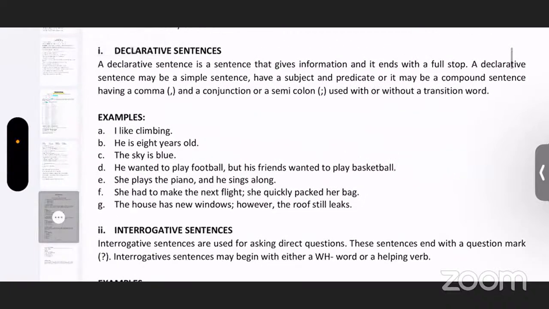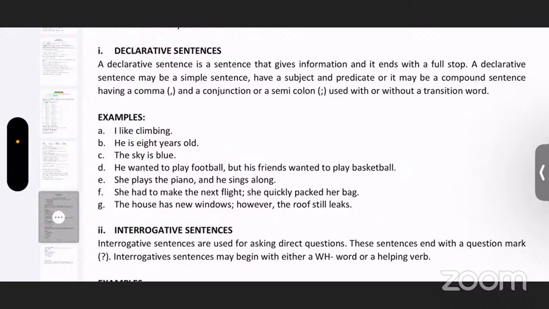It may be a compound sentence having a comma. By putting a comma, we put a shorter pause. When we put a shorter pause, we can add a series of items with that, and a conjunction or a semicolon. A semicolon is used with or without a transition word. When we use the semicolon, it's not required that we put a transition word or use a conjunction, because the semicolon is itself acting as that.